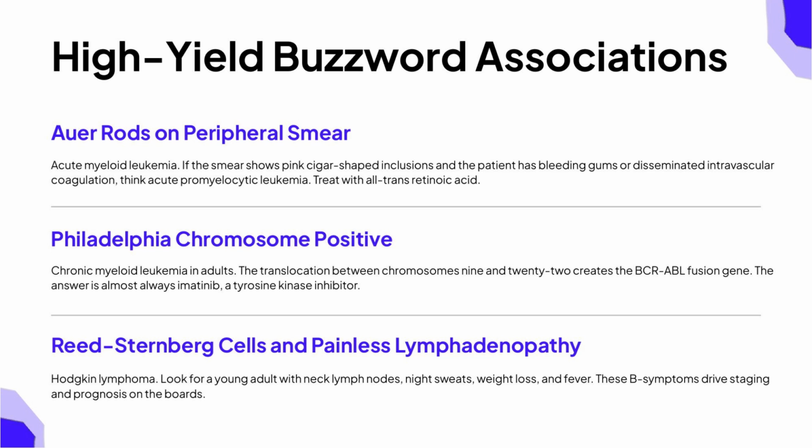These three buzzwords show up on nearly every white blood cell question. Auer rods mean acute myeloid leukemia. If the patient is also bleeding with a coagulopathy, it is the M3 subtype, acute promyelocytic leukemia, and the treatment is all-trans retinoic acid. Philadelphia chromosome positive in an adult means chronic myeloid leukemia, and the answer is imatinib. Reed-Sternberg cells with painless lymphadenopathy in a young adult mean Hodgkin lymphoma. Memorize these three trigger word patterns, and you have already answered a big chunk of the questions you will see.